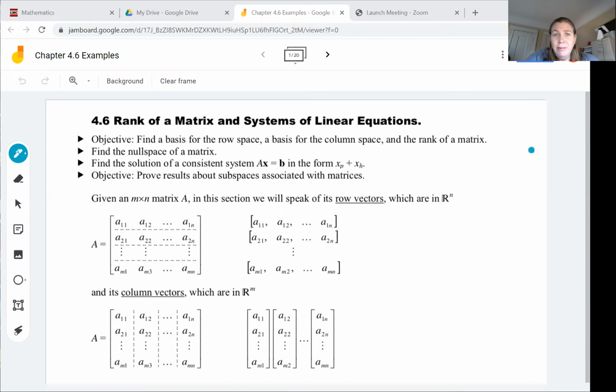We're going to look at the basis for the row space and the column space. In the next video, we'll take a look at the rank of a matrix. You're going to see how to find the null space of a matrix and how to find the solution of a consistent system. And another objective is to prove results about subspaces associated with matrices.